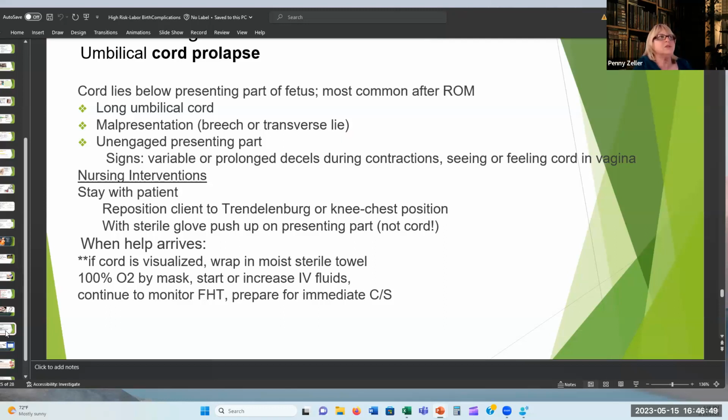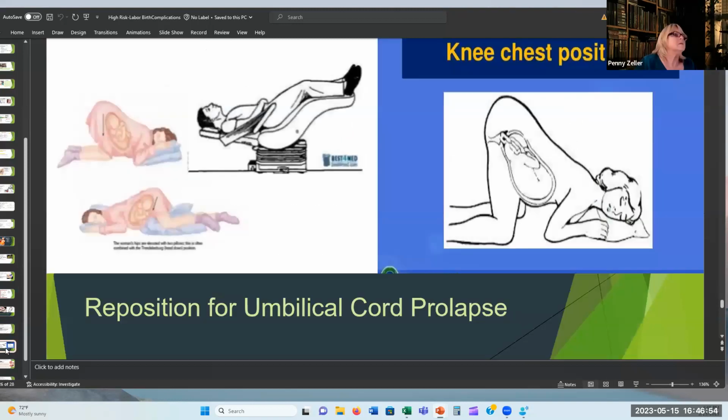Okay, knee chest position. I have a question. Yes. Okay, because that was like a question we had on our quiz, and I was distinguishing between the two. I'm like, sterile glove push back in, okay, but you want to put her knee chest position. So what would you do first as the nurse? Would you do the sterile glove, or would you just put her in the knee chest position? Knee chest position. Okay, knee chest position, because that'll be the greatest help for that fetus to fall back down into the uterus, away from the umbilical cord.